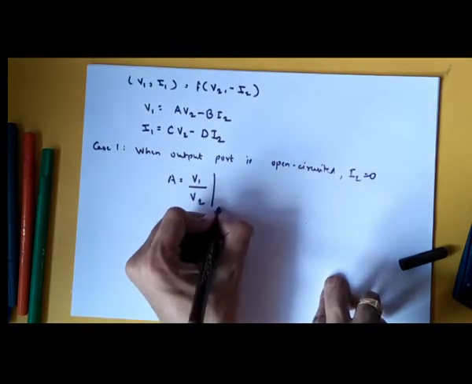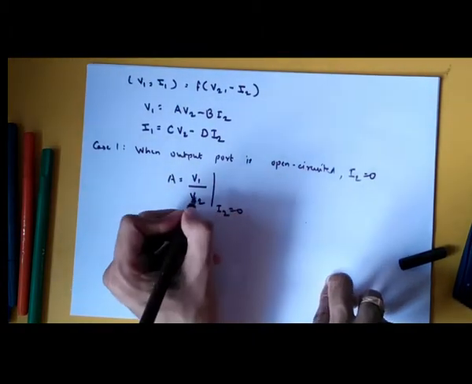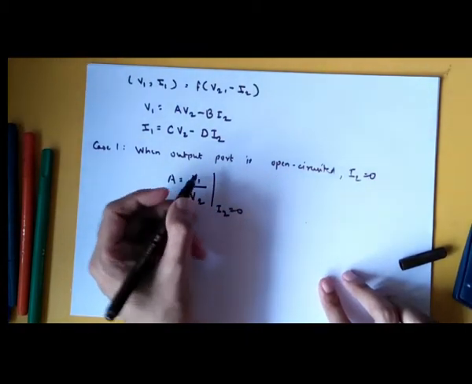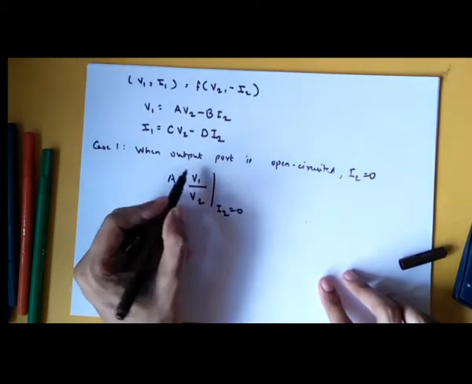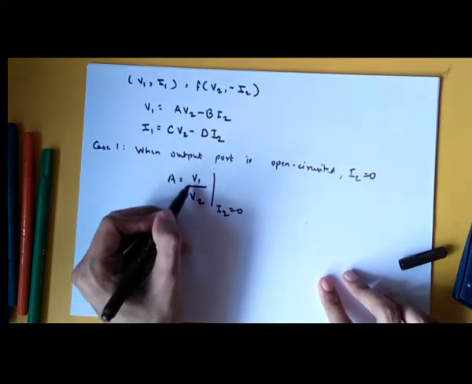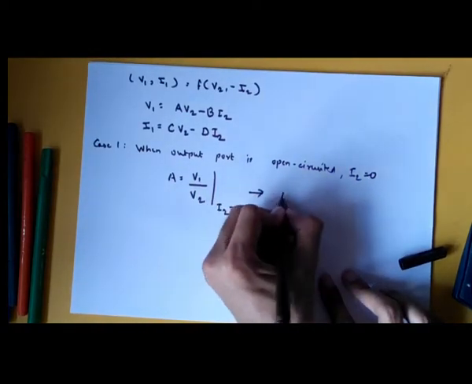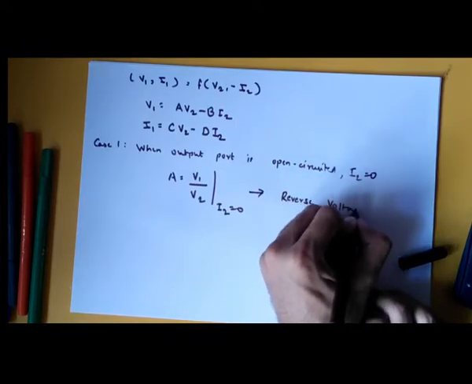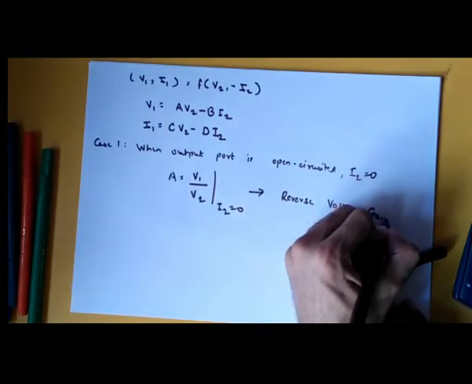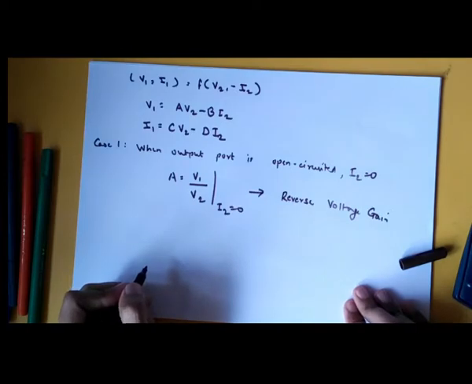And when is this possible? Only when I2 equals 0, right? If you have studied EDC, it was V2 by V1, which was called voltage gain. But this is the inverse of that, so that's why it is called reverse voltage gain.